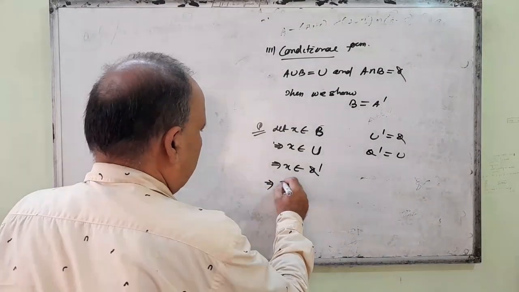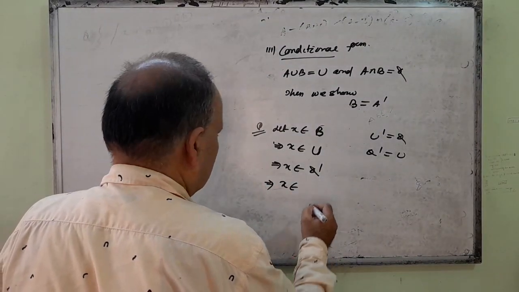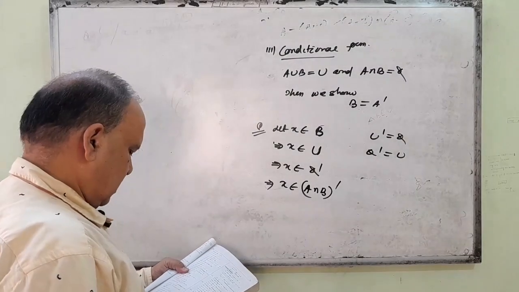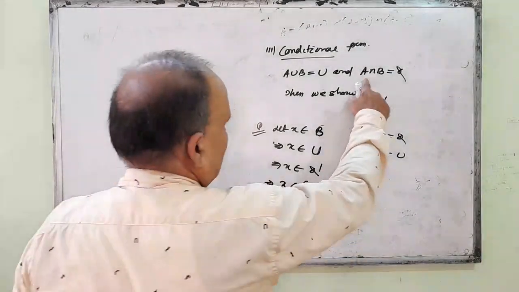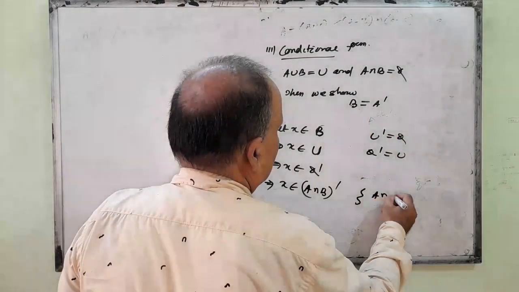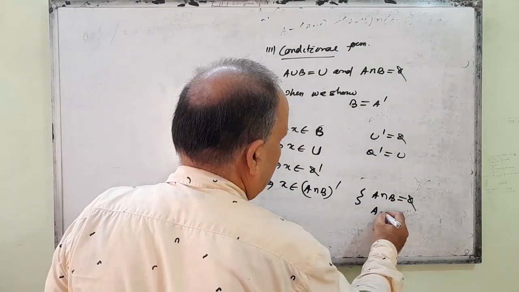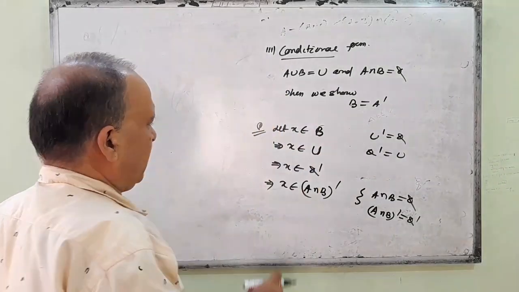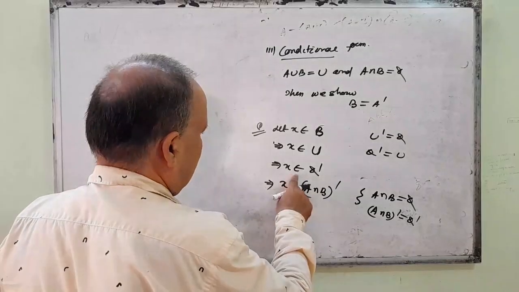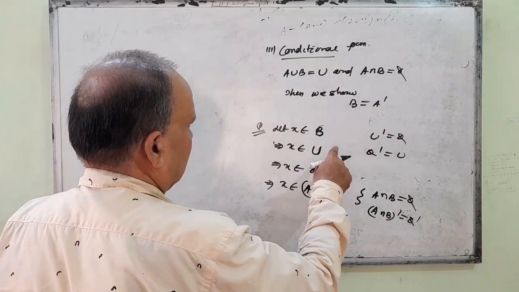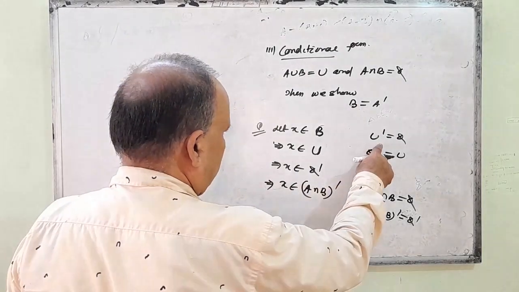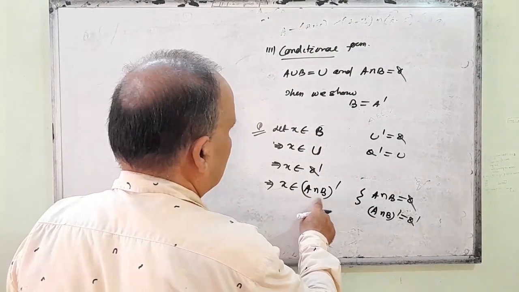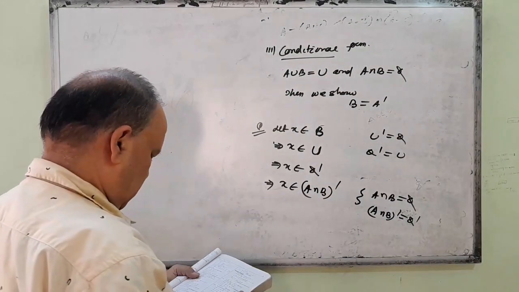This implies and is implied by x belongs to (A intersection B) complement, that is phi dash. Here A intersection B is equal to phi, so (A intersection B) complement is equal to phi dash. Let x belong to B, which implies that x belongs to U. This implies that x belongs to phi dash, because U dash is equal to phi and phi dash is equal to U. This implies that x belongs to (A intersection B) complement.